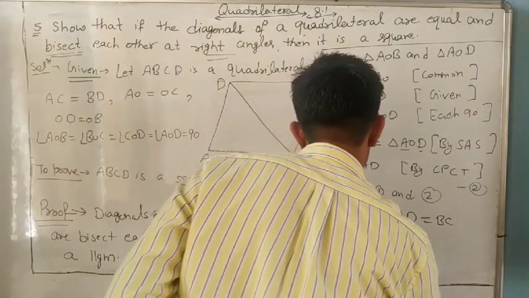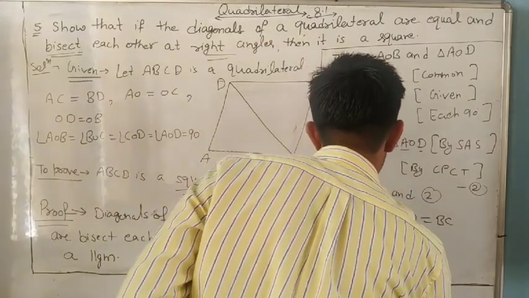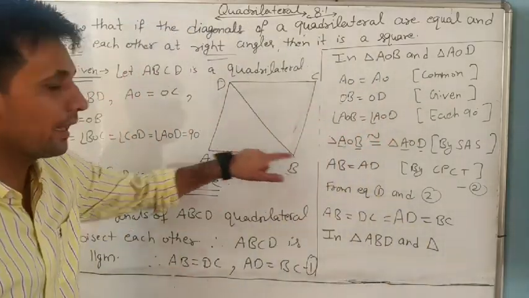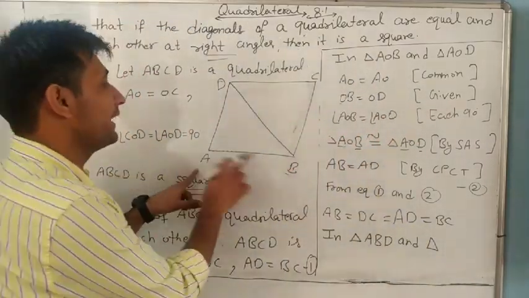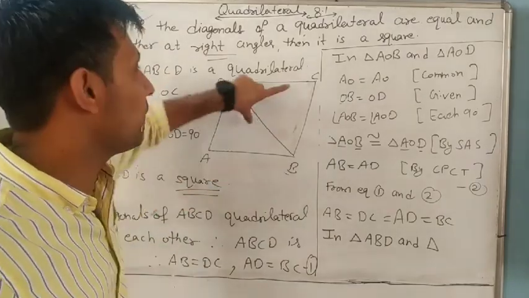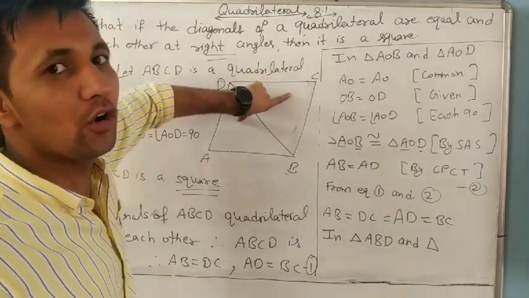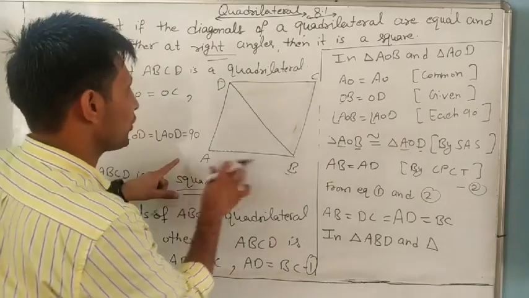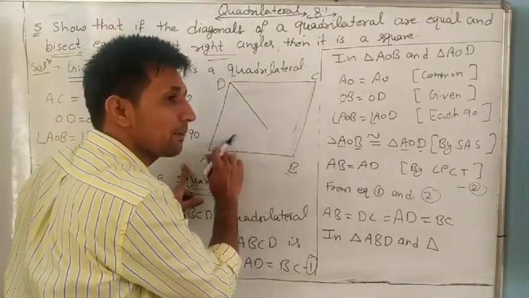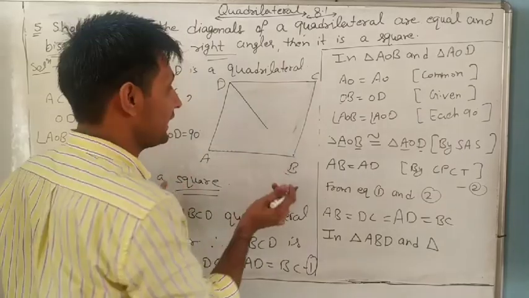So in triangle ABD and triangle with angle B. Why are we taking angle A and B? We are not taking A and C because A and C are always equal, but we don't know if they are 90 or not. But if we prove that angle A equals angle B, and we know angle A plus angle B is always 180, so 90 plus 90.